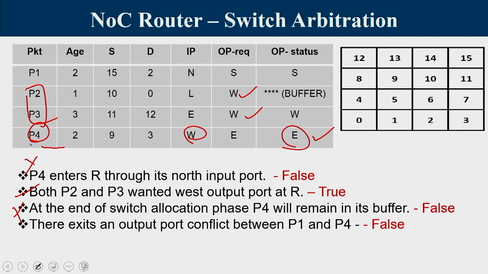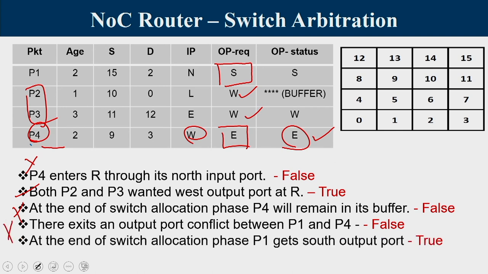And then there exists an output port conflict between P1 and P4. An output port conflict means they both are requesting the same port. P1 is requesting south and P4 is requesting east. So there is no conflict. So the statement that there exists an output port conflict between P1 and P4 is false. And moving on to the last one, at the end of the switch allocation phase, P1 gets south output port. So P1 is getting the south output port. That is true. So based upon the routing and the switch arbitration policy, a few statements are given and we are checking whether they are true or false.